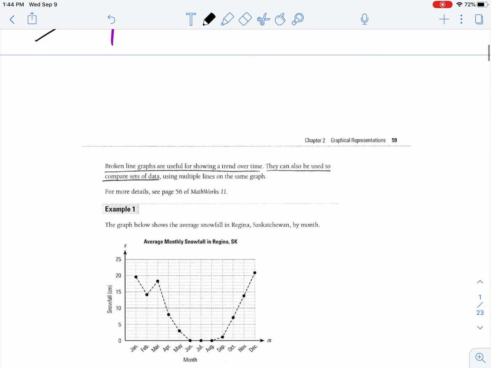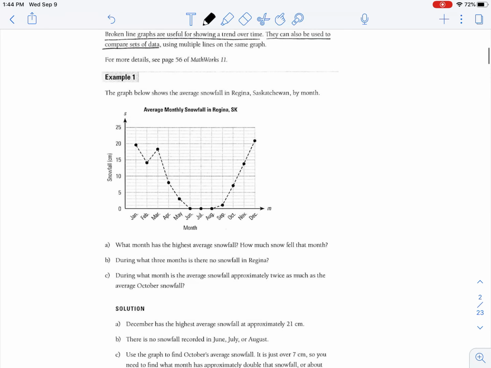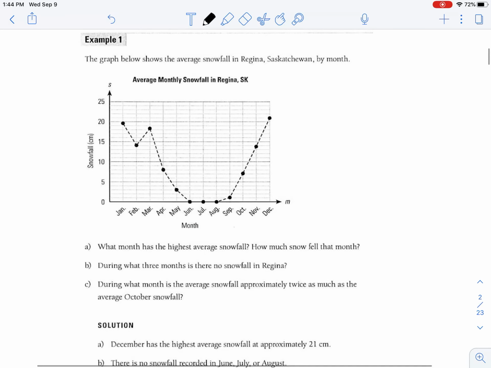Okay, let's do a few questions. So if we kind of look here, we can see what's happening. The graph below shows the average snowfall in Regina, Saskatchewan by month. So clearly we have summer months here. So your dependent variable is how much snow you have. Your independent variable is your month, right? We can't change what's happening in the month, but the snowfall changes depending on what month it is. And we know that in Canada for sure.